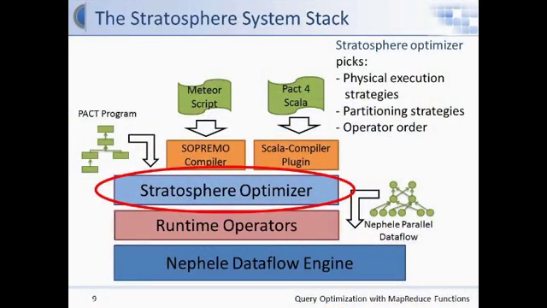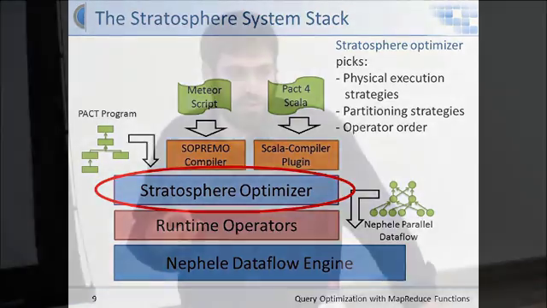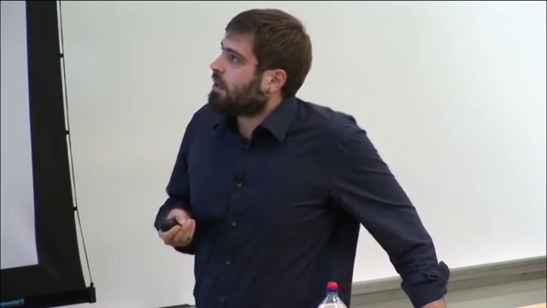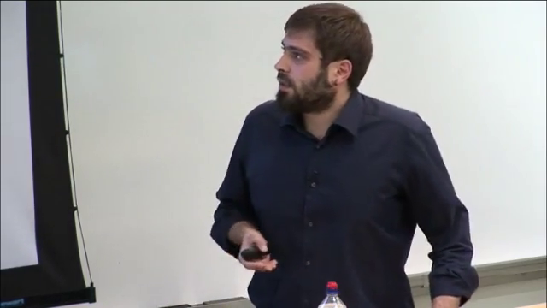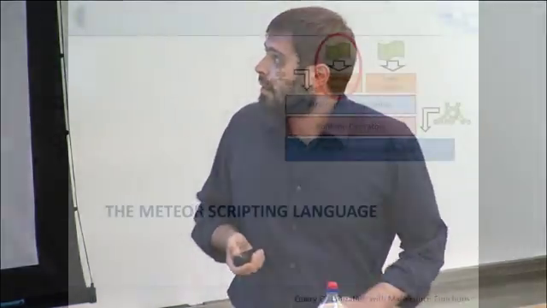And finally, Stratosphere has a cost-based optimizer. This cost-based optimizer optimizes a PACT program, or, after a few parsing steps, a Meteor script, and in the future a Scala program. It picks things like the physical execution strategies, for example a sort-merge or a hash-based join. It picks partitioning strategies, so how will I partition my data? And finally, it picks operator order. So the focus of my talk will be on the Stratosphere Optimizer.